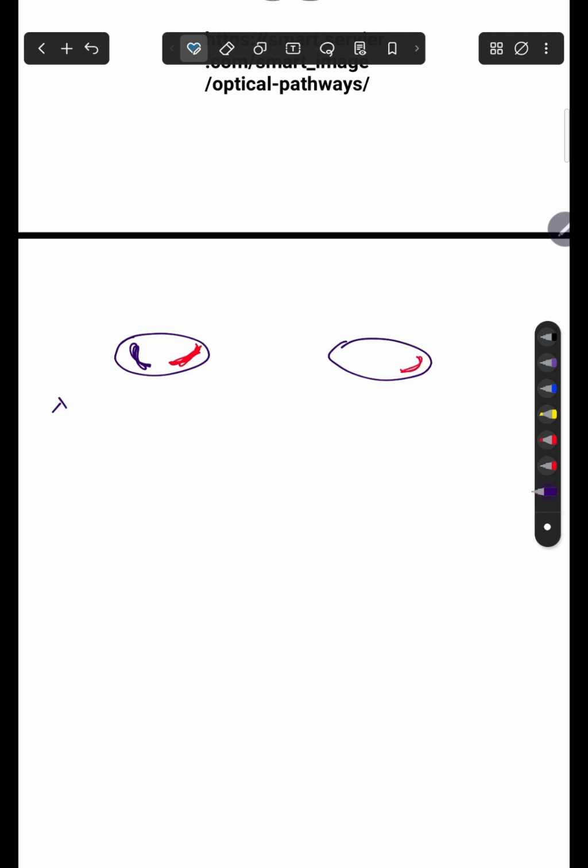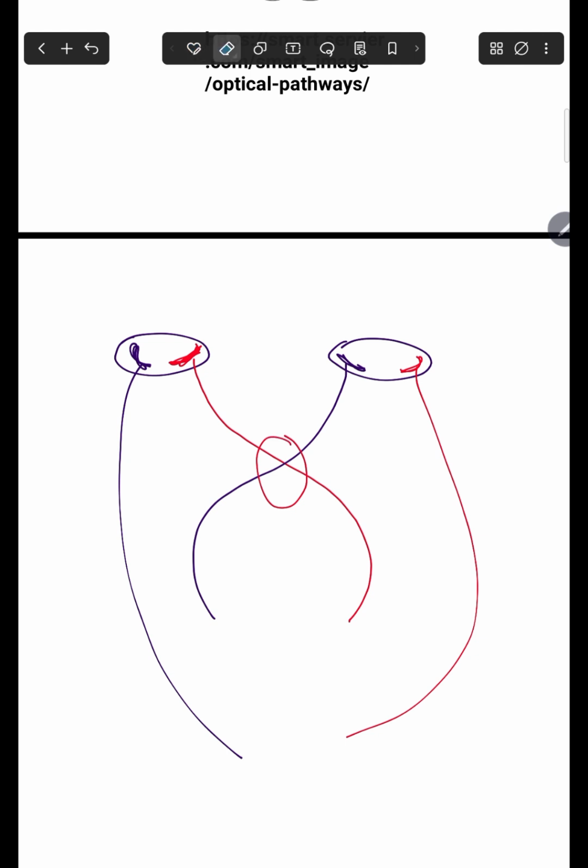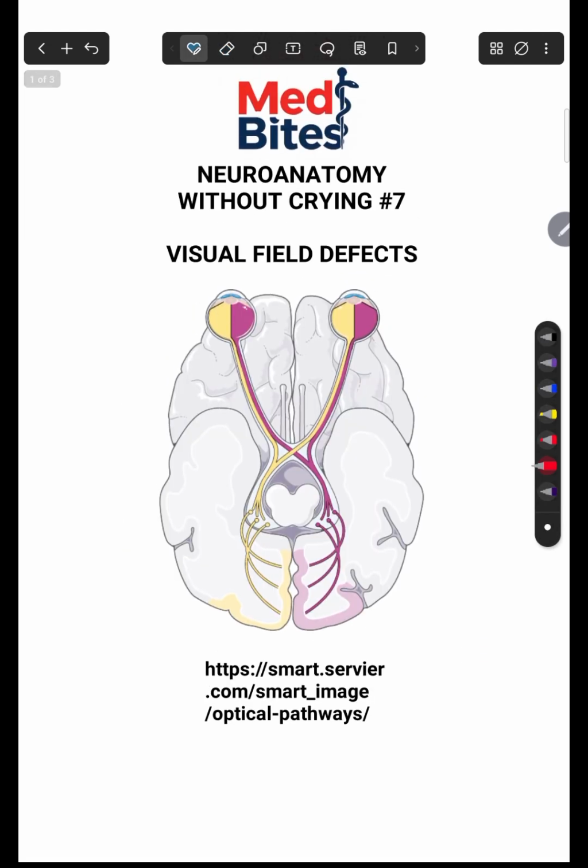What's important for you guys to know is that the nasal tracts cross at the optic chiasm, and the temporal tracts do not cross at the optic chiasm. Here's the optic chiasm, and the nasal tracts have crossed. Now walk out the optic pathway.